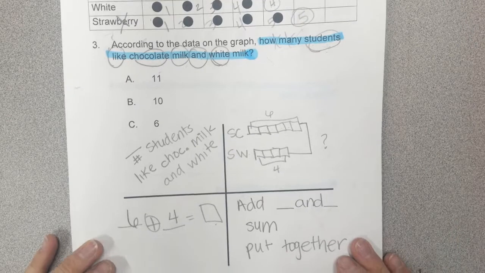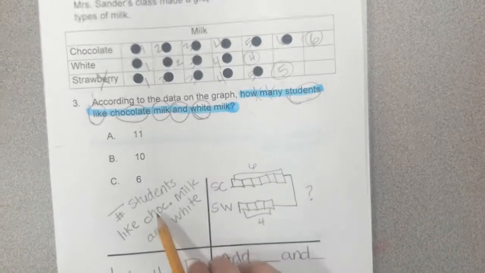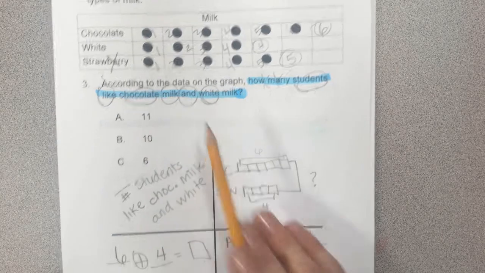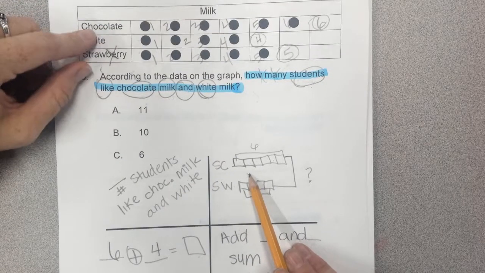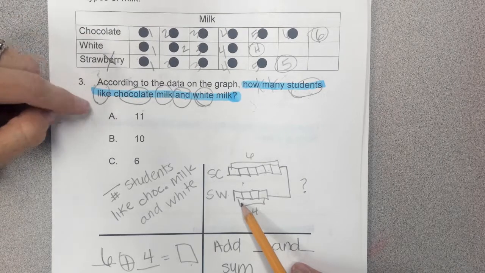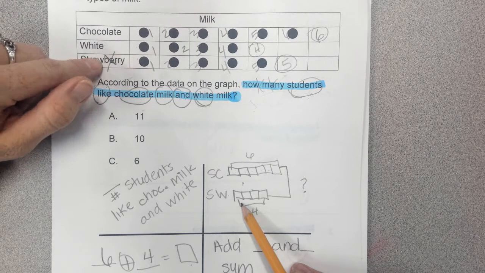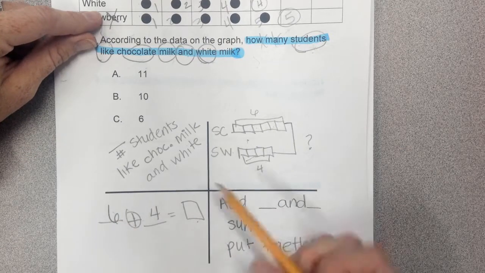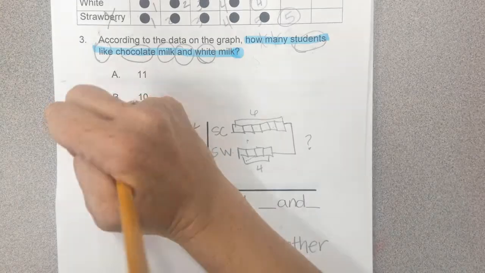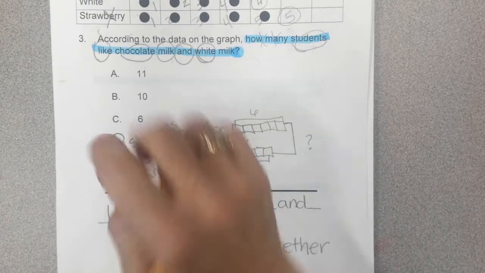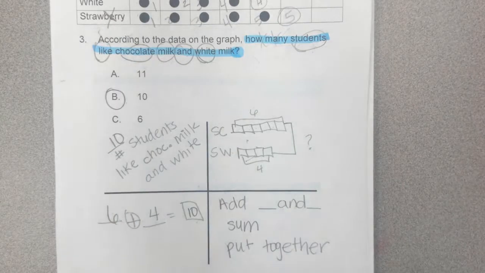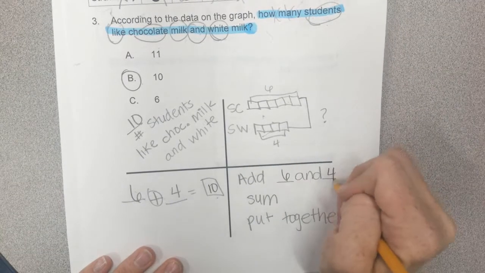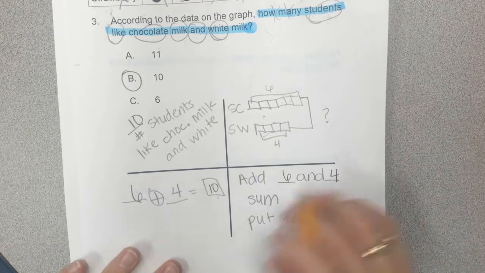All right, number 3. Number 3 we did in class. So it was a window pane on how many students like chocolate milk and white milk. So we took our chocolate milk, 6 friends up here. White milk was 4 friends. We X'd out the strawberry because we didn't need it. So we came over here and we wrote 6 plus 4, and 6 plus 4 equals 10. We would put our 10 in our line and circle 10 up here. The adding 6 and 4, sum, put together. That's for our addition window pane.